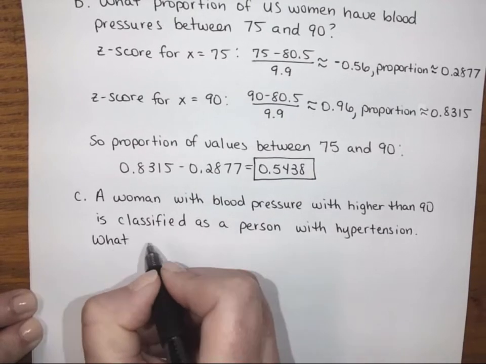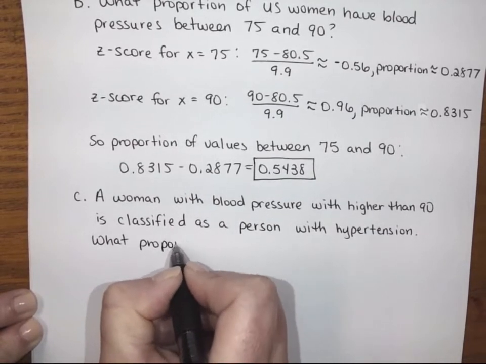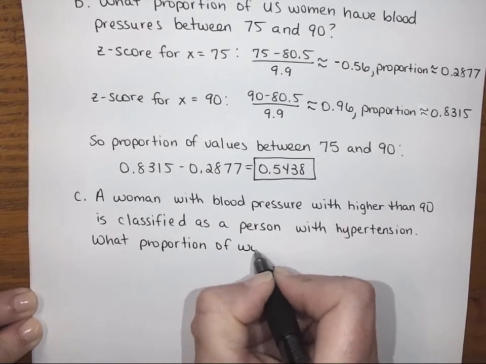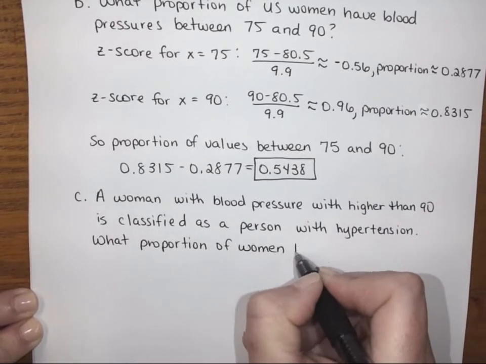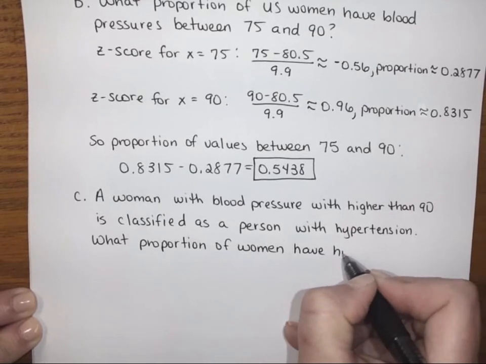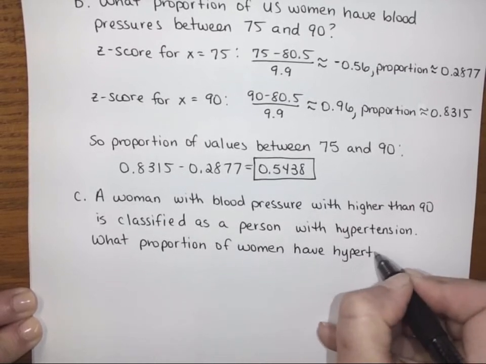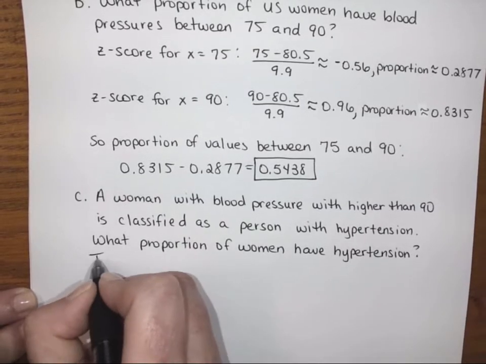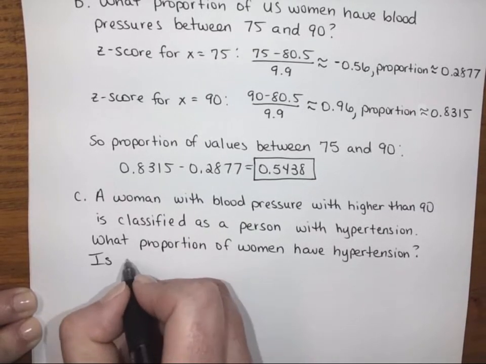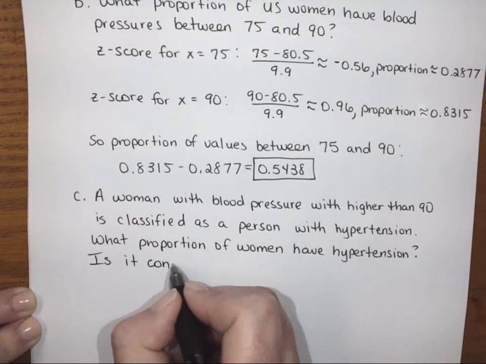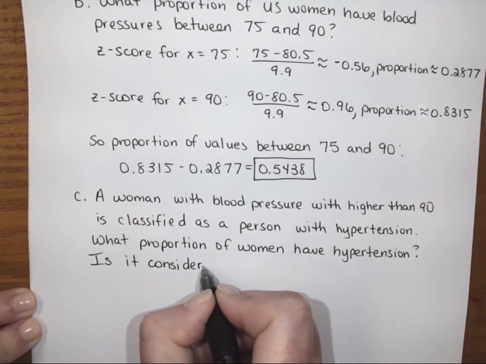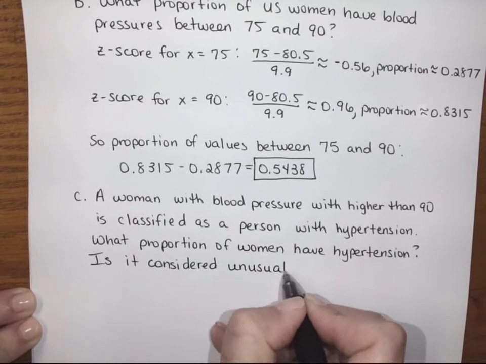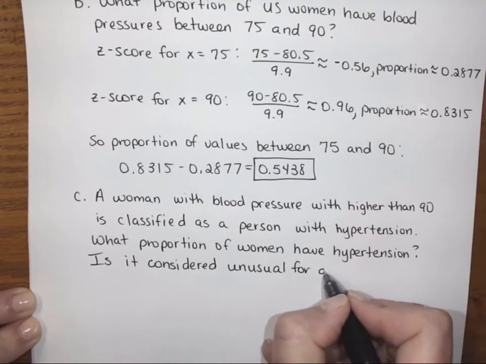Okay, so my question is, I want you to tell me what proportion of U.S. women have hypertension. In other words, how many have high blood pressure that they probably have to take medicine for? And then my second question for this one is, is it considered unusual for a random woman to have high blood pressure or hypertension? Remember, our threshold for unusual is 5% or less.